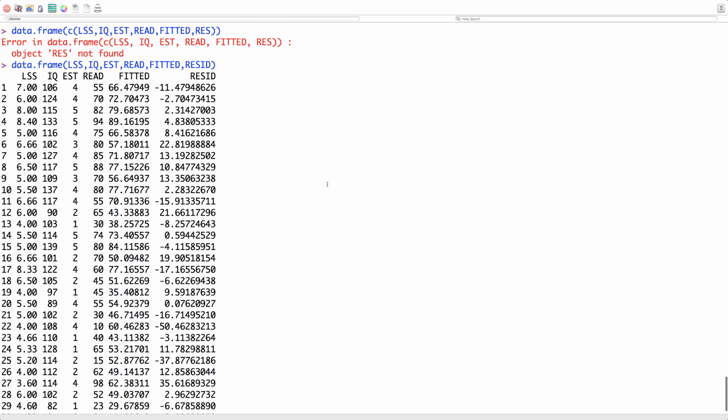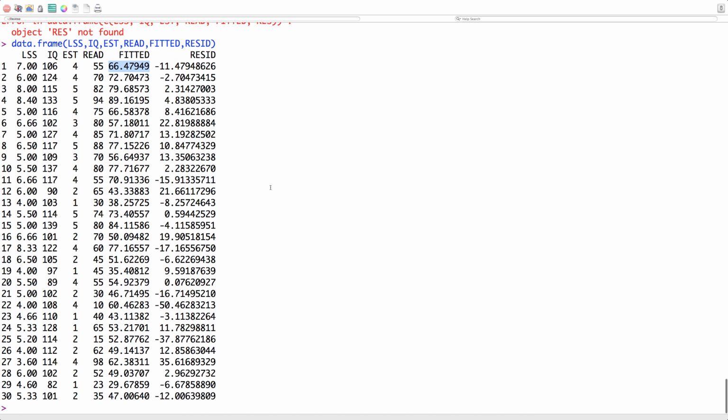All right, gang, so what we're doing here is for the first observation, for example, from LSS, IQ, and EST with a read of 55. Using this student's LSS, IQ, and EST, we would have predicted this student to have a predicted read of 66.48. Notice the residual is negative 11.5 because the read is about 11 units less than what we predicted.